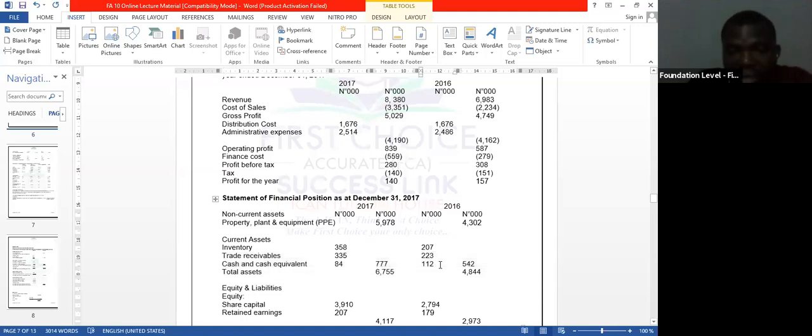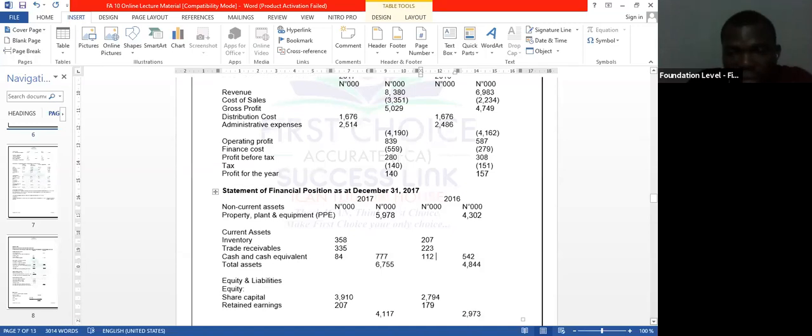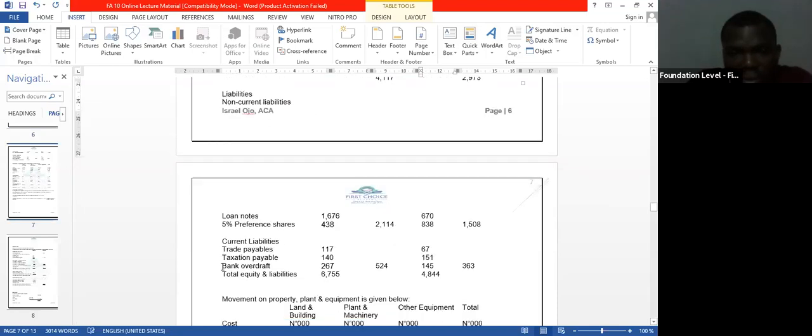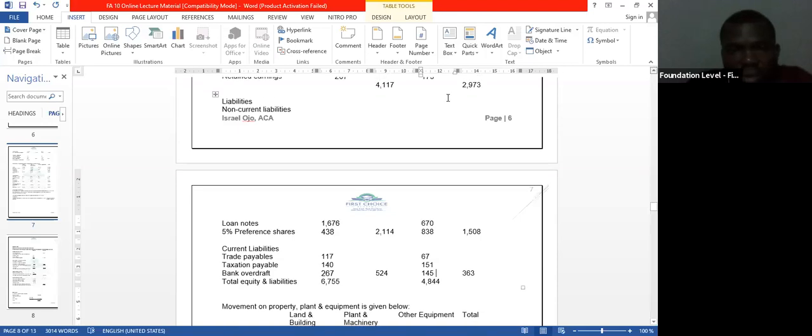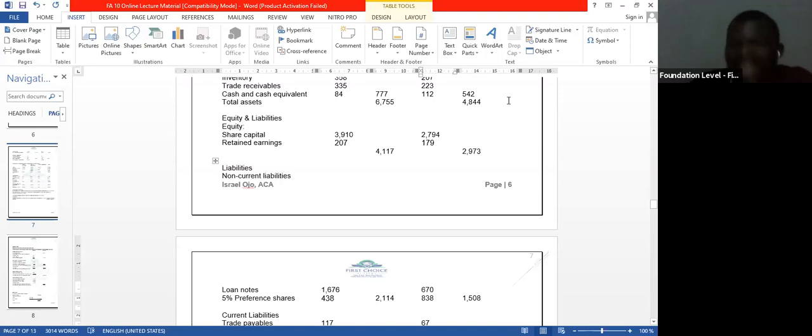Now if you look at your bank draft as well, we have this to be 267, and we have that to be 145. So now the question is, how do we calculate this? It will not be our 145. So we have 145 minus the cash given to us here, 112, and that gives us a negative of 33. So it means our cash and cash equivalent at the beginning of the year is negative 33.